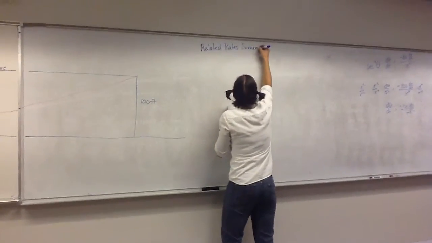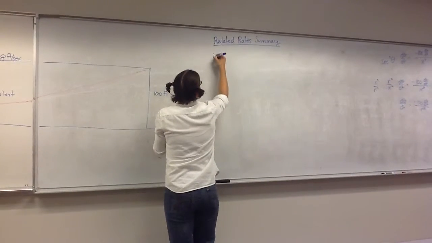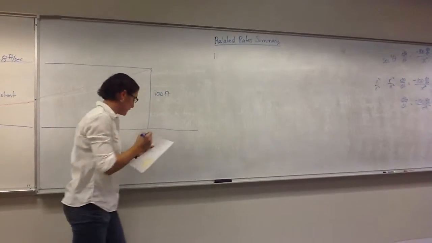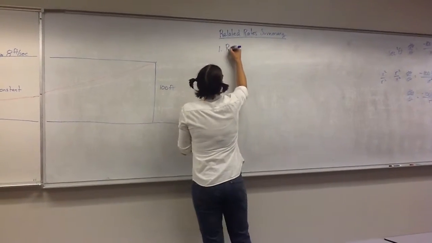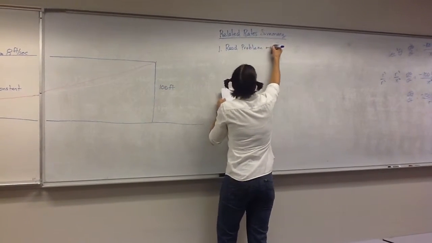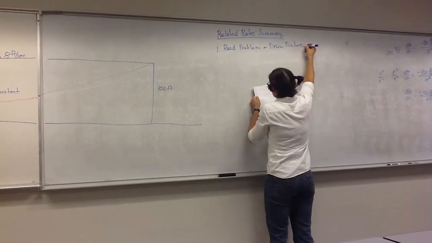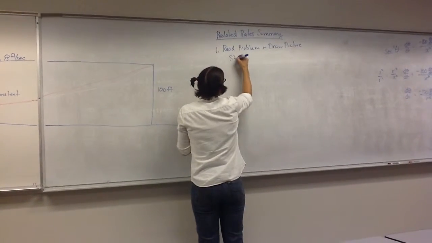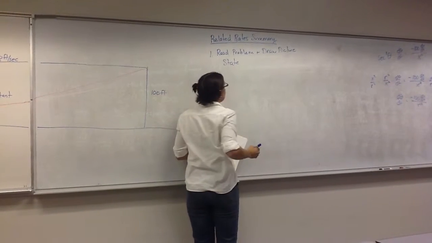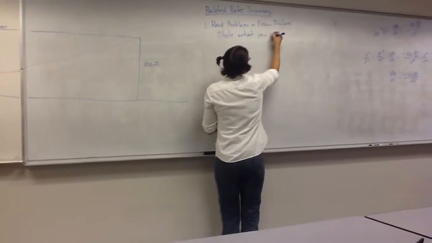So here is our related rate summary. All right, step number 1: read the problem and draw your picture. And be really precise about what you want to find. So state specifically what you want to find.